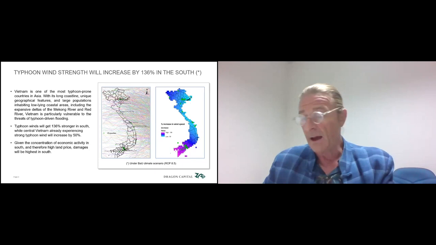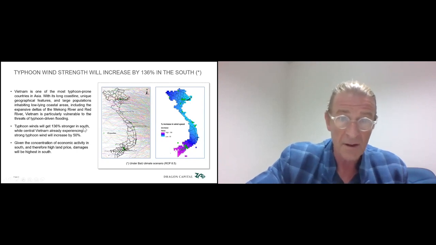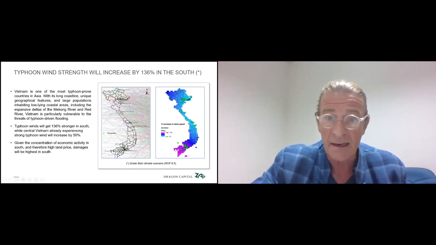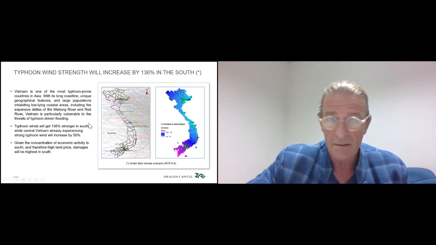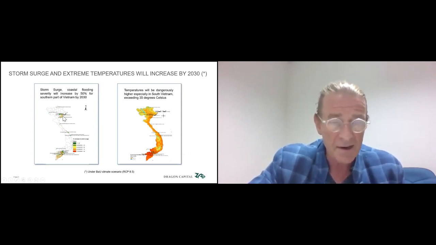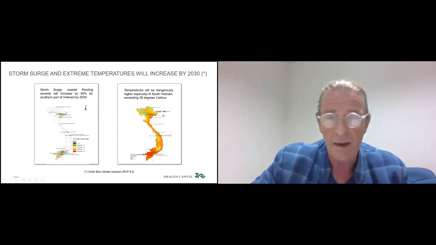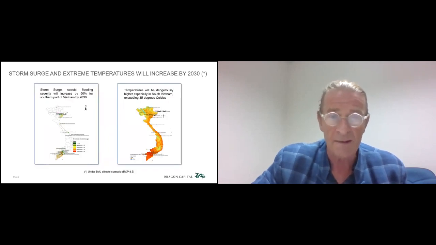We see massive strengthening in typhoon winds, 130% stronger in the south and 50% stronger in the center. These are the predicted paths of typhoons. We see storm surge and coastal flooding increasing 50% by 2030. And of course, temperatures becoming hot, exceeding 35 degrees, especially in the south, where of course it becomes extremely difficult to work. So these are real risks.